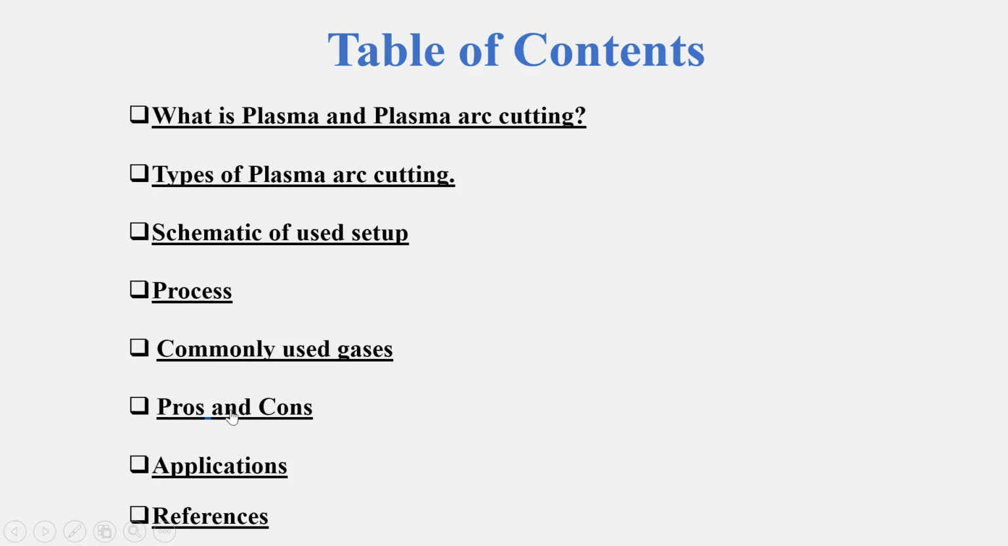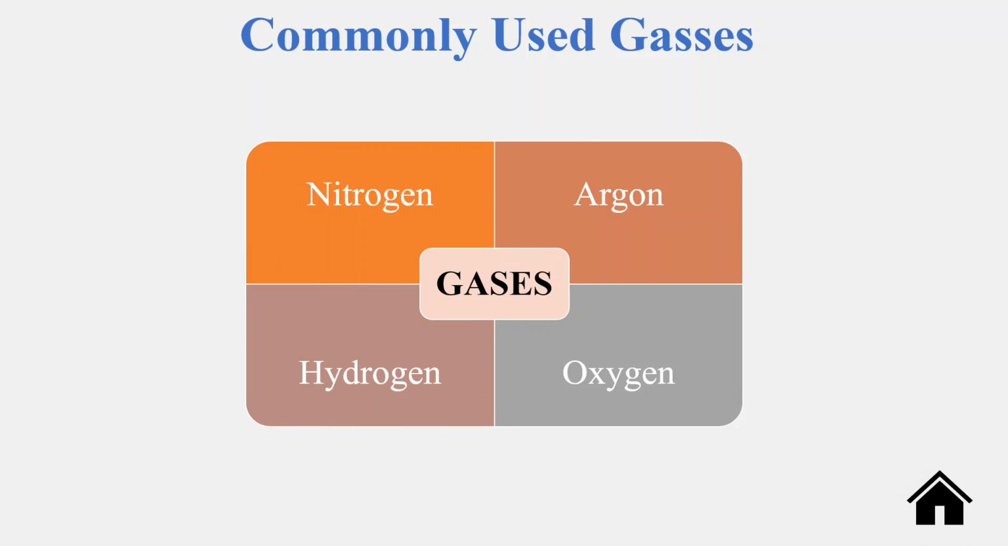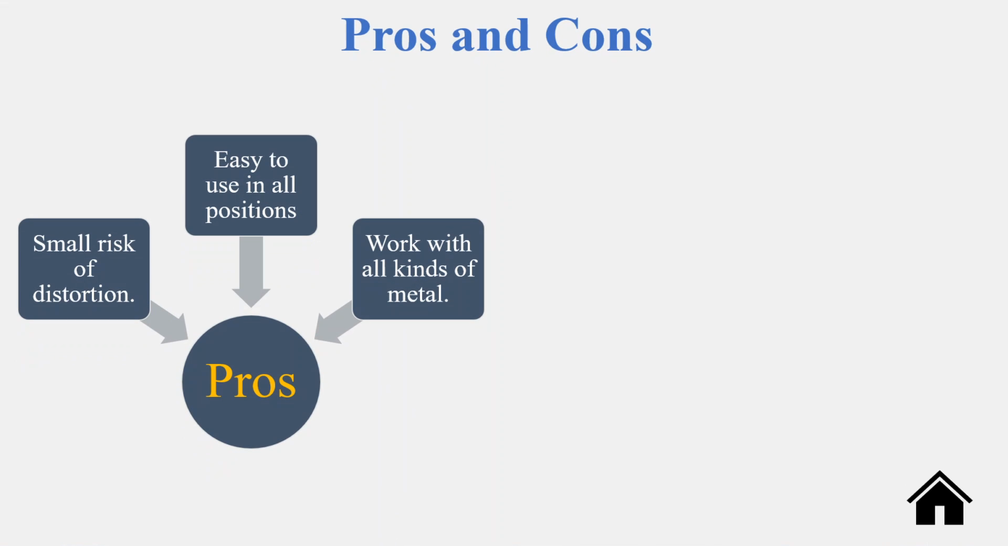And moving back, we have here the pros and cons. Here are the pros and cons of plasma arc cutting. So first we will look at what are the advantages of this process over the other processes that are available in the market. The very first advantage is a small risk of distortion. This process is highly accurate, and the plasma arc is very high in accuracy. There is a very small risk that your metal piece or work surface could be damaged, and there is very less probability of distortion.